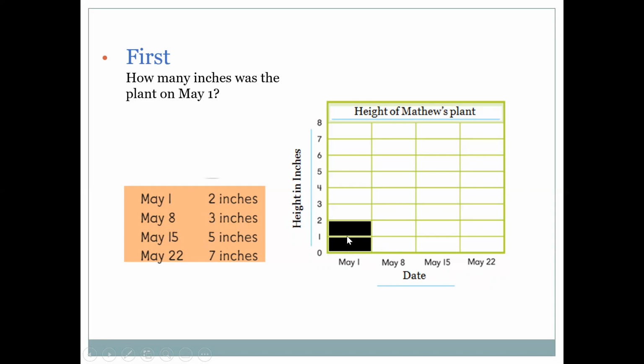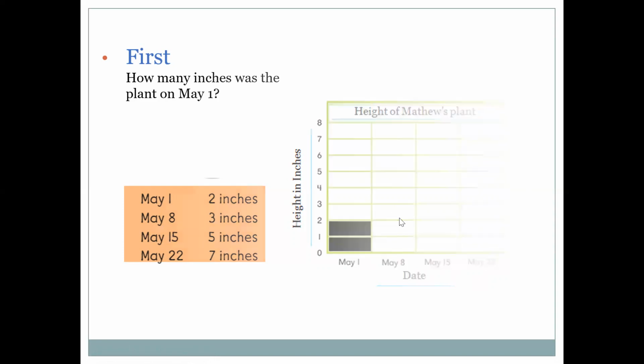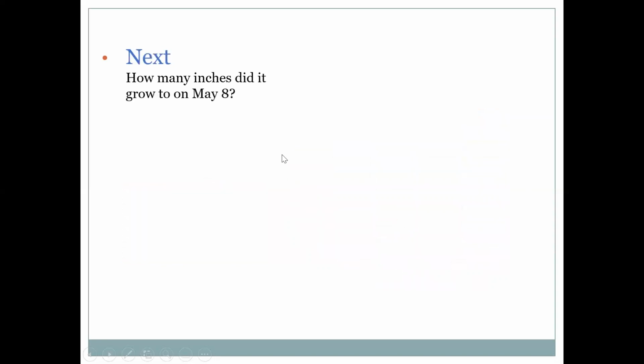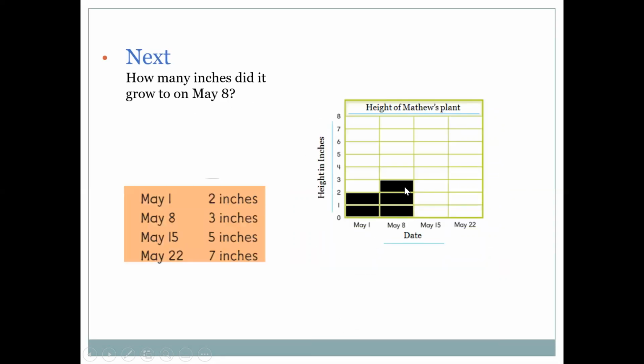because on May 1, it was 2 inches, and on May 8th, it became 3 inches. Have a look. Next, how many inches did it grow to on May 8th? It grew to 3 inches.